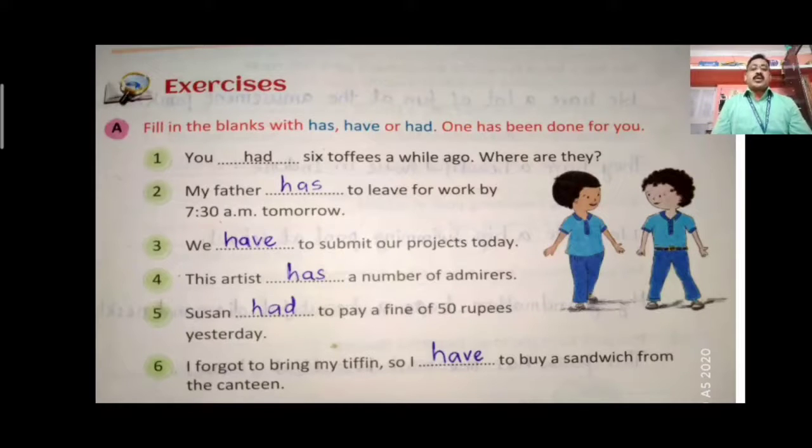Now last one, I forgot to bring my tiffin, so I have to buy a sandwich from the canteen. So here it is in present form. I have to buy. So buy, you can see, it is in present form, not past form. So here I is a plural pronoun. So when the pronoun is plural, I told you we have to use have. So I have to buy a sandwich from the canteen will be the correct answer.